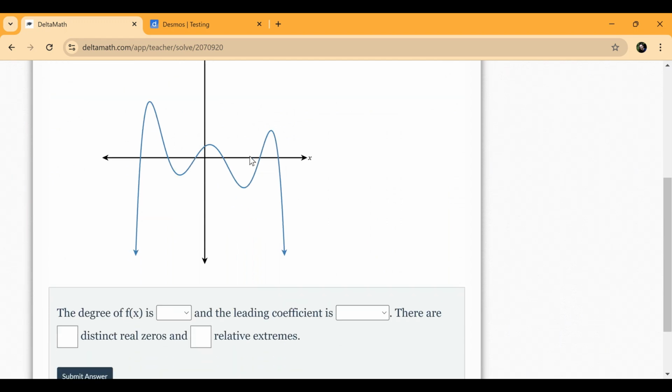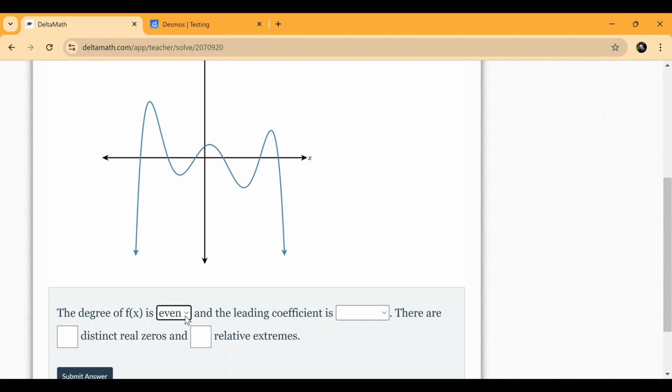So the first thing it asks is about the degree. Remember that the degree of the polynomial can be identified by the number of sections where we're changing directions, right? So increase, decrease, increase, decrease, increase, decrease. Just going back and forth. So I'm going to go back and count those. 1, 2, 3, 4, 5, 6. That's an even number of pieces. That would be an even degree.